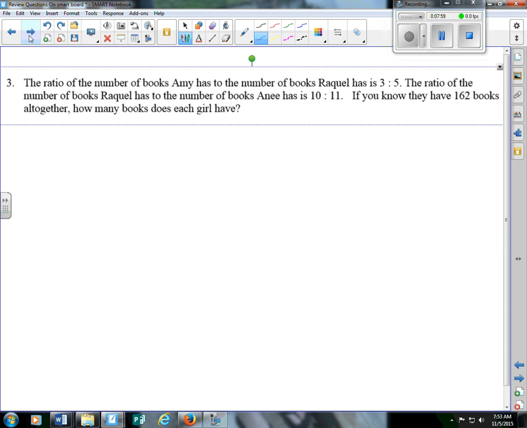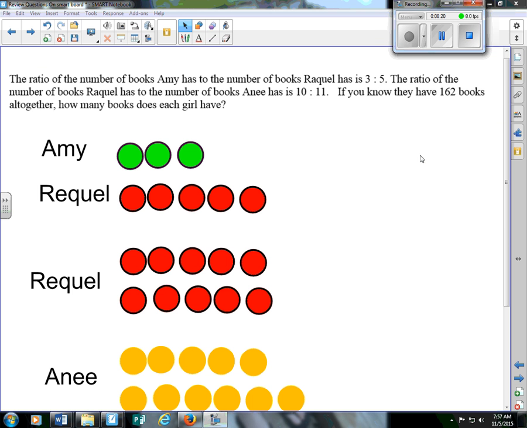Next question. It says the ratio of the number of books Amy has to the number of books Raquel has is 3 to 5. The ratio of the number of books Raquel has to the number of books Annie has is 10 to 11. If you know that there are 162 books altogether, how many books does each girl have? I'm going to do my model right now. Okay, so I started off my model by doing 2 separate ones. I have Amy and Raquel, and that's the first ratio, which is 3 to 5, and then I have Raquel and Annie on the bottom, which is 10 to 11.